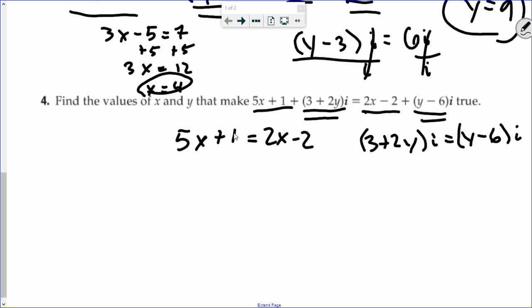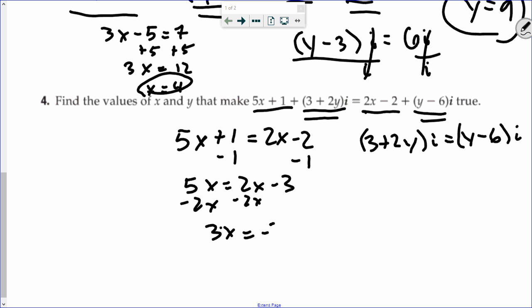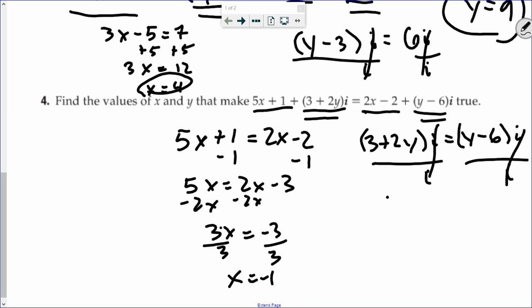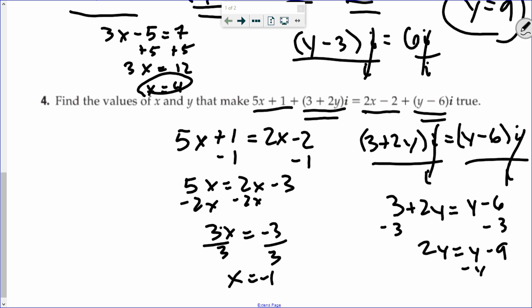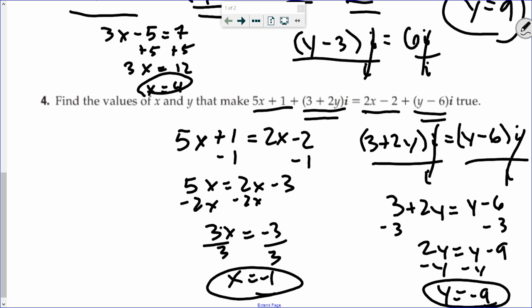So to solve for x, we would subtract 1. 5x equals 2x minus 3. Subtract 2x. 3x equals negative 3. Or x is equal to negative 1. On the right side here, divide by i first. 3 plus 2y is equal to y minus 6. Subtract 3. So 2y is equal to y minus 9. Subtract y. y is equal to negative 9. Okay?